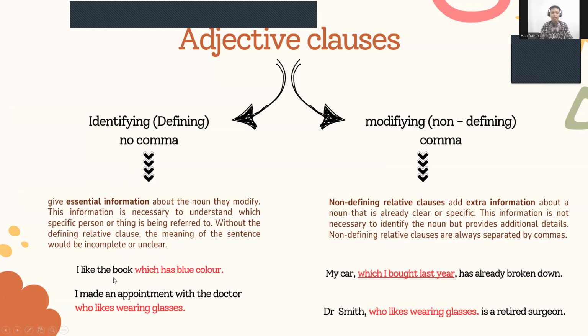Example, I like the book which has blue color. When we remove which has blue color, just I like the book, it is grammatically correct, but it still has an incomplete meaning. That's why which has blue color, this adjective clause, has a function to give essential information, and it cannot be removed, to give more understanding to the readers.